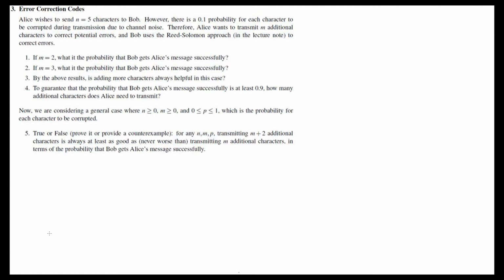So, we've tried m equals 2, m equals 3. Next thing to try is m equals 4. We could try to find some fancy way to solve this problem, but it seems like we're already pretty close to 0.9, so we'll just try m equals 4 and see if that works. So this means that we can tolerate m over 2 equals 2 corrupted characters.